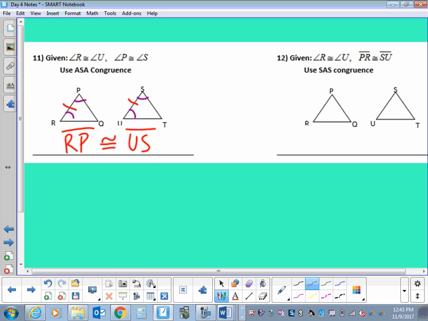For number 12, they gave us angle R is congruent to angle U. PR is congruent to SU. And we had to prove side, angle, side. What are we missing? A side. So RQ and UT, what made that true? Any questions on these two?